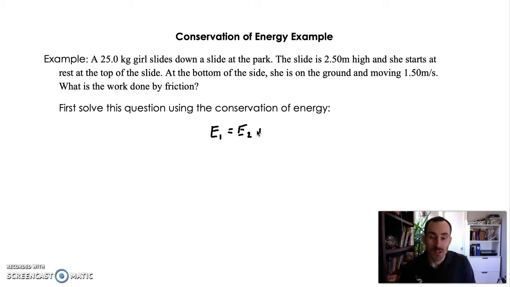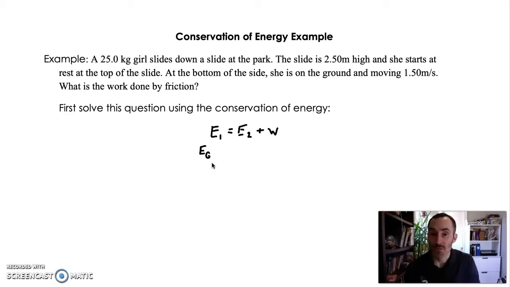So if we do this, then we're going to figure out what that work was. The energy at the beginning is going to be equal to the energy at the end plus whatever work was lost along the way. Let's put in which energy was there at the beginning and which energy was there at the end. We want to account for where the energy was. So E1, the energy at the beginning, was only gravitational potential energy. So that's just EG.